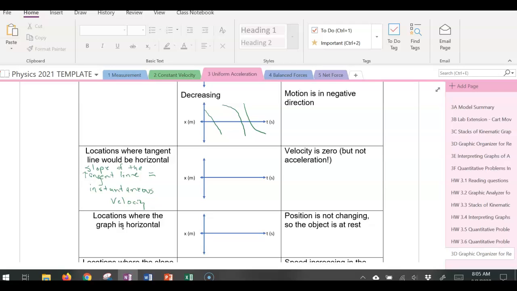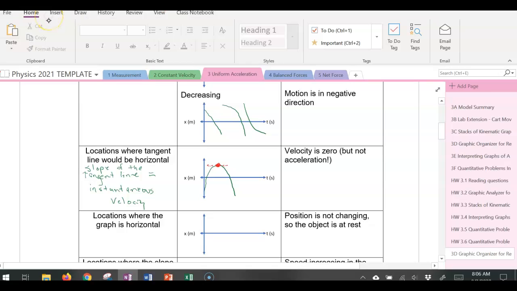Okay, and so there are a few places where we might see a tangent line being horizontal. What if we had something that was first moving in the positive direction but slowing down, and then it changes directions and speeds up as it goes in the negative direction? At the top of this hump, if you will, we have a horizontal tangent line. And so at that point, the velocity is 0.